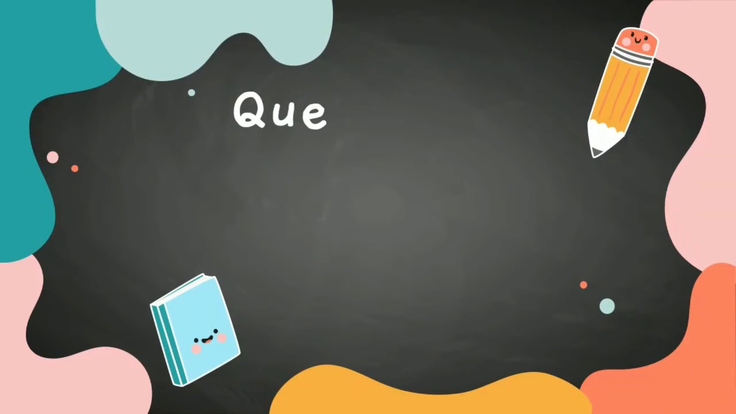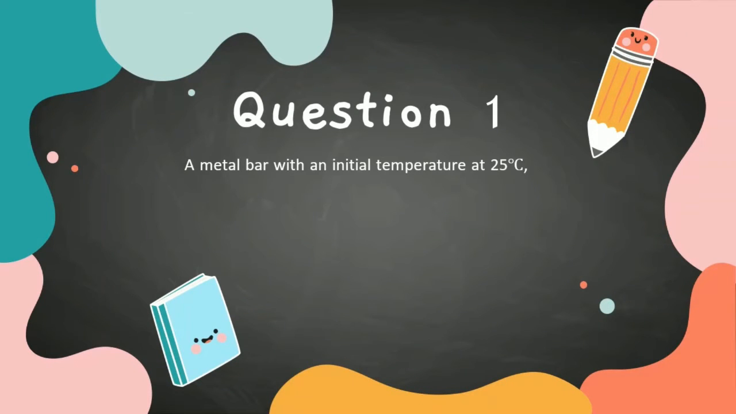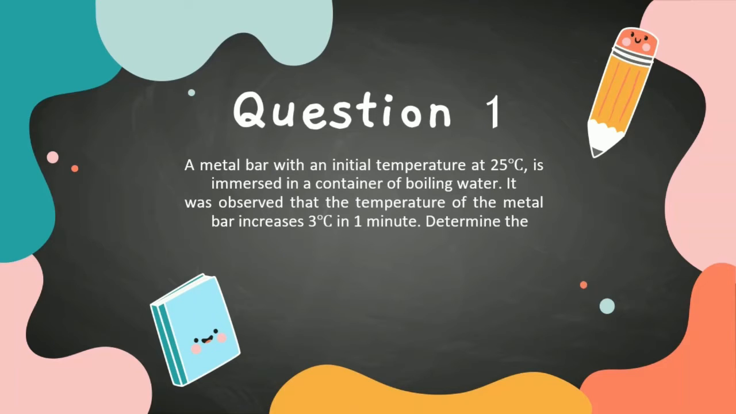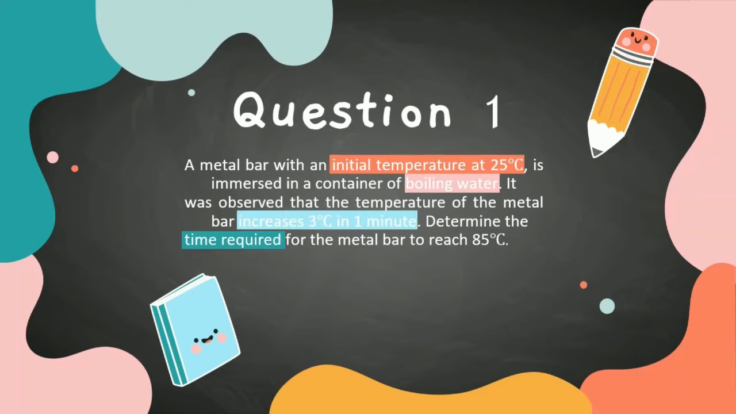For the first question, a metal bar with an initial temperature of 25 degrees Celsius is immersed in a container of boiling water. It was observed that the temperature of the metal bar increases 3 degrees Celsius in 1 minute. Determine the time required for the metal bar to reach 85 degrees Celsius. So from there, we need to find the important information. So highlight it.